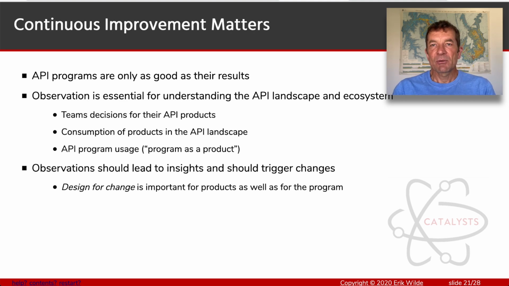So an API program should not aim to be all top down, just trying to tell people everybody has to do it like this. It should be more bottom up, looking at how teams are approaching the problems that they work with or that they are tasked with. And then it should try to enable them as much as possible. So the main goal of an API program really should be to be the supporting infrastructure for individual teams. And in order to do that, you really need to observe what's happening.